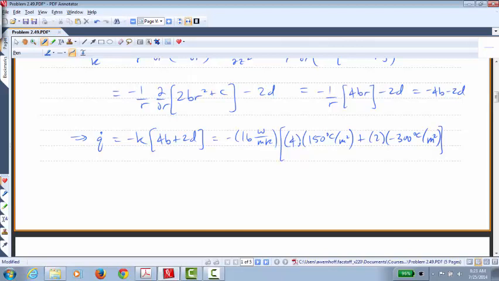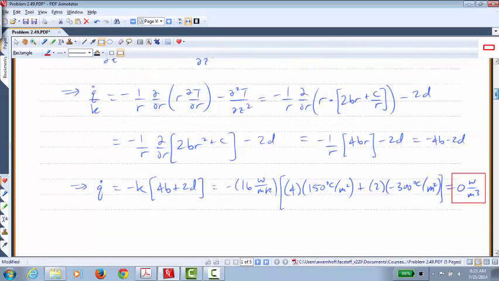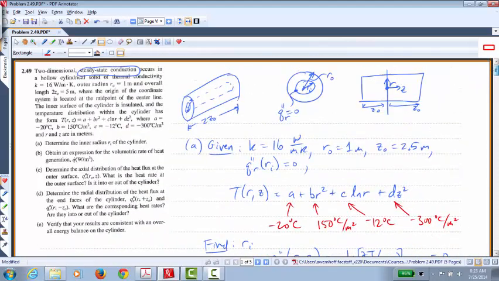So as you can see, you have a plus 600 and then a minus 600, so equals 0. So after all this work here, we get 0 heat generation. So Q dot is 0 watts per cubic meter. Alright, so that's part B.